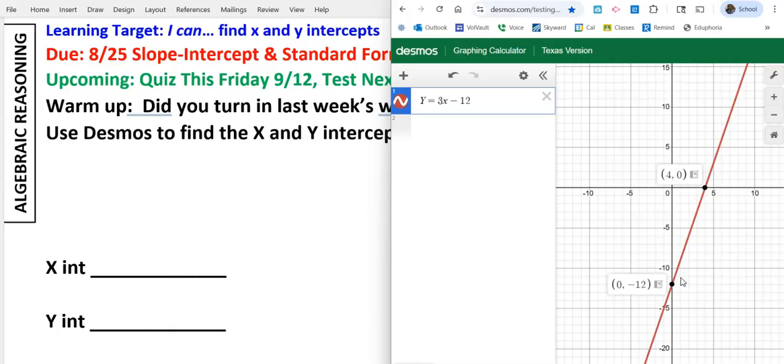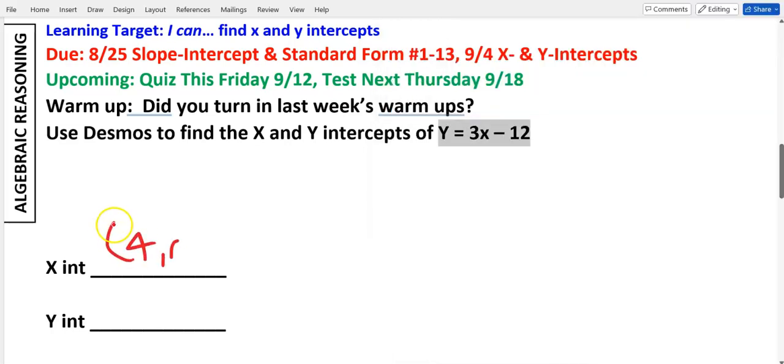All right. So 4, 0 and 0, negative 12, right? So let's write that in on your warm-up for today. Make sure you turn in last week's warm-up so you don't get a 0 for an easy 100, right? Yes. It's a coordinate point, 4, 0 in parentheses, x, y. But you're not going to turn it in, though, right? Oh, from the assignment? Yeah. Make sure it's points.